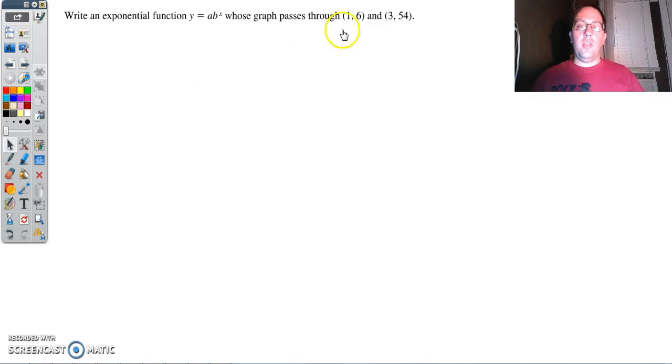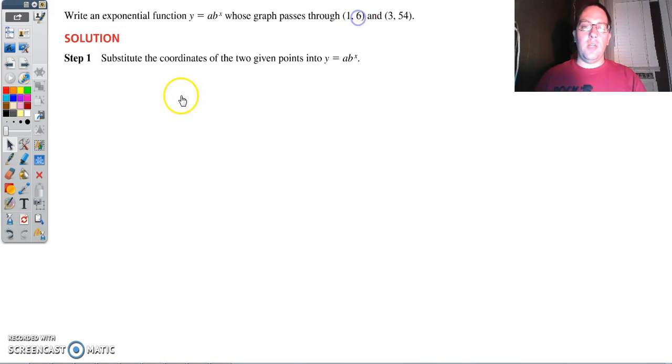Alright, so they give us 2 points that come off an exponential graph and we need to come up with the equation of the function. So step one, we're going to take this point (1, 6) and plug it into the x and y values in our general form, y equals a times b to the x. So x is 1, y is 6. This gives us 6 equals a times b to the 1.